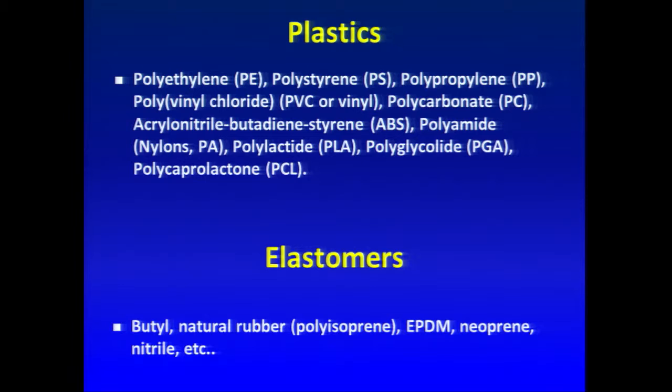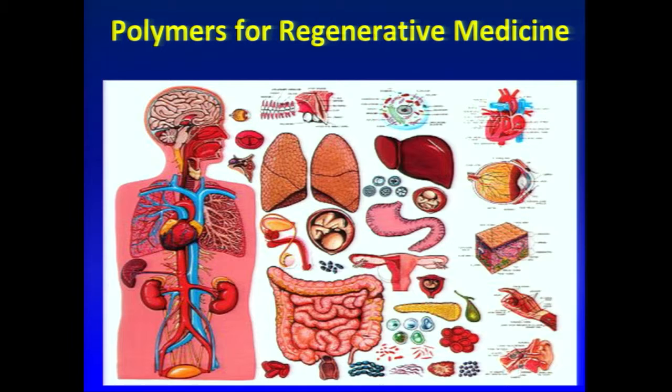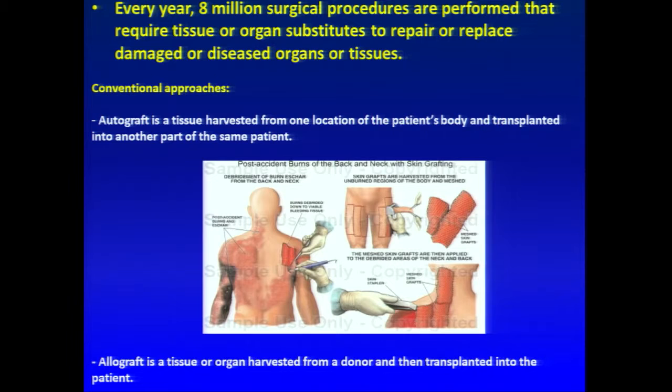Well, for regenerative medicine, we use polymers. Why do we use polymers? So in the body, we have different tissues and organs. Some of them can regenerate effectively, but some of them cannot. For example, the heart cannot regenerate effectively by itself. The damage to the heart is almost permanent. But skin, if you have a small cut, it can regenerate by itself. But if you have large trauma, it cannot regenerate effectively. So what happens if they cannot regenerate effectively? We need something to replace them.